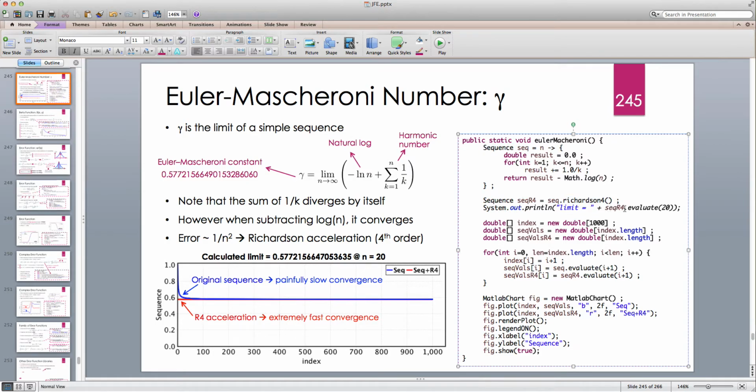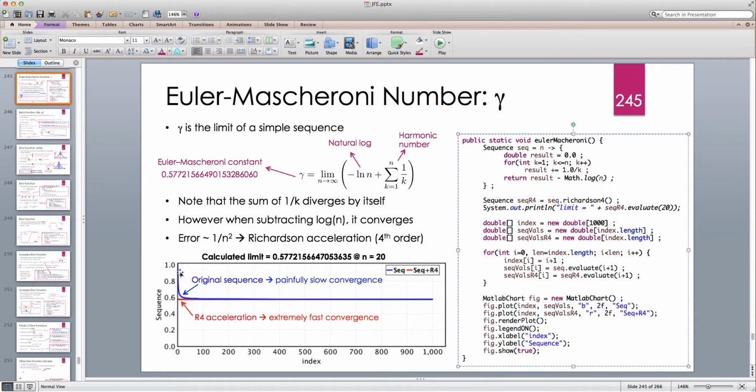And then we calculate this fourth order Richardson and evaluate it at 20. Very small number, all right? But then I go and create my index. I want to sum for different n from 1 to 1000. I want to calculate the original sequence, and then I want to also calculate the fourth order Richardson version of it. And then I plot it, of course.